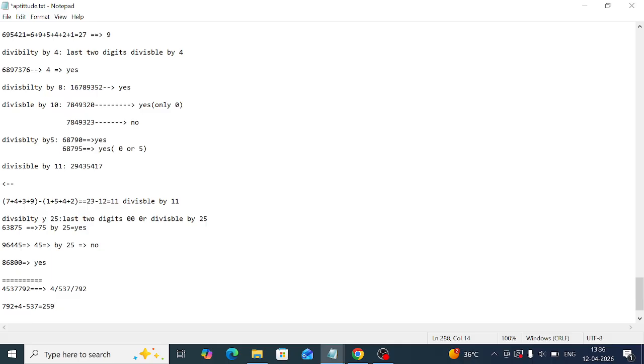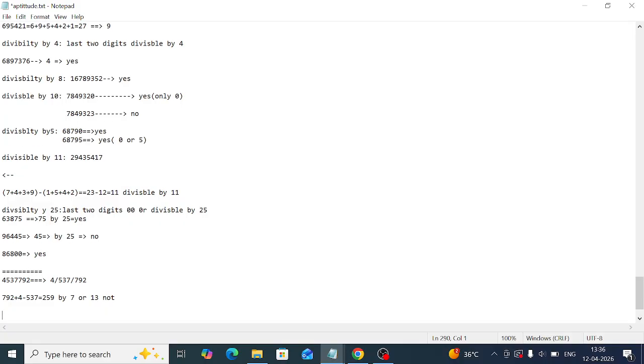259. Is 259 divisible by 7 or not? Like that you can check. 259, 7 times 3 is 21, 7 times 37 is 259. So it is divisible by 7. But is it divisible by 13? 13 times 1 is 13, 13 times 2 is 26. So it's not divisible by 13. By 7 it is divisible, by 13 it is not divisible. Okay. Like that we will do.